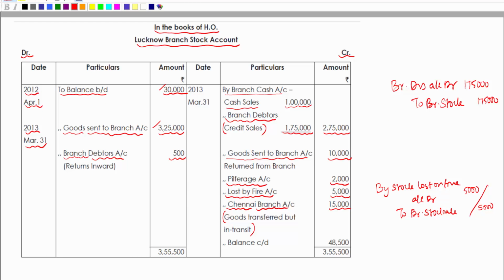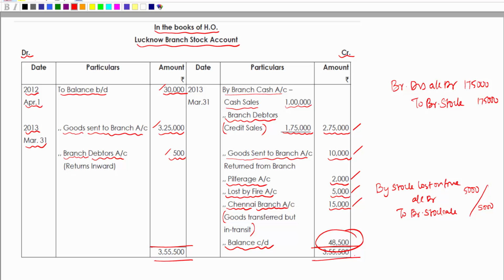We have three items on debit. All three total to 3,55,500. We have four or five items on credit. So total on debit side appears to be higher. Let's write that on both sides. It is 3,55,500. It means on credit side there is a balance and it works out to 48,500, and that is nothing but the closing balance of stock. So we call it by balance carried on, which is 48,500.